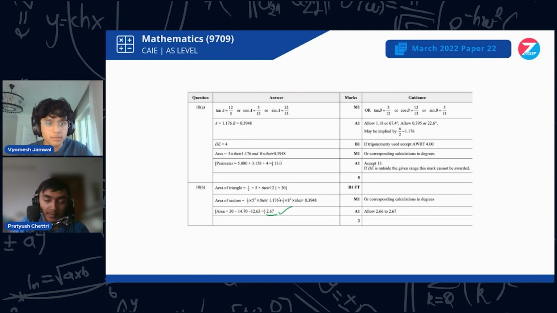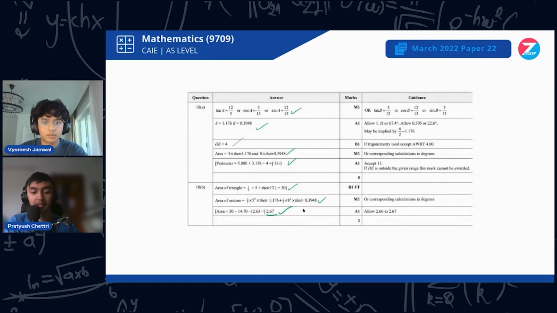2.667. So let's look at the first question first. You can use either of the three trigonometric ratios. I'll give you a mark. You can get the angles. That'll give you another mark. You can get the length DE. That's the mark. The arc lengths are important. And the final answer, 13. Here, try getting the second question. You got the area, triangle, area of sectors, and subtracted them.